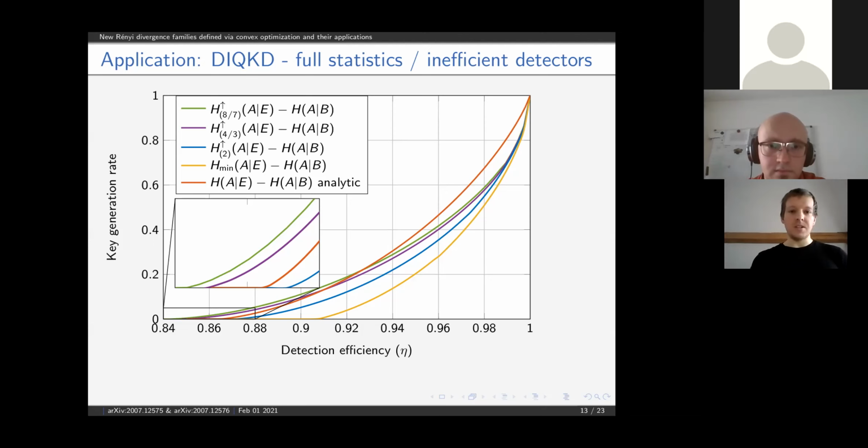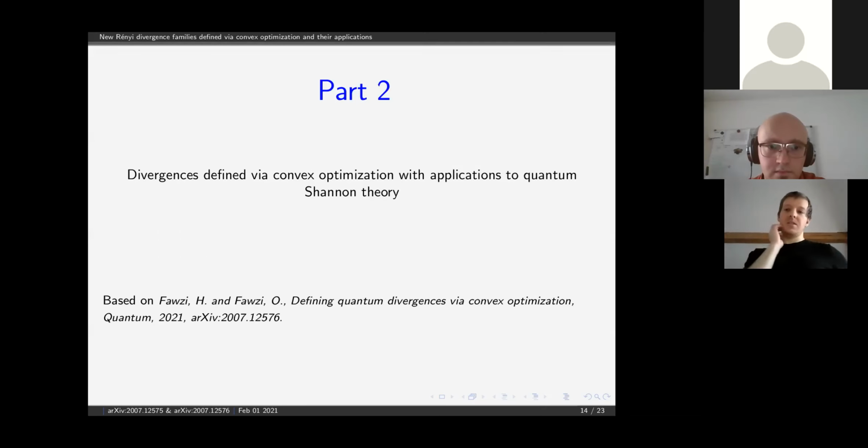Okay, so now I'd like to move on to part 2. And part 2 is going to be based on this paper here by Hamza and Omar. In this paper, they introduce, again, a new family of divergences, and we'll give some applications to, for example, channel discrimination protocols.